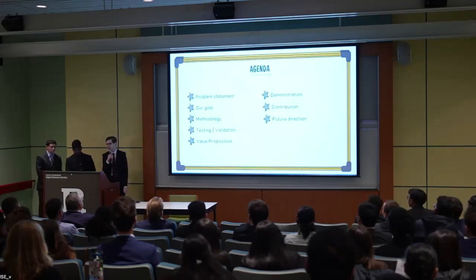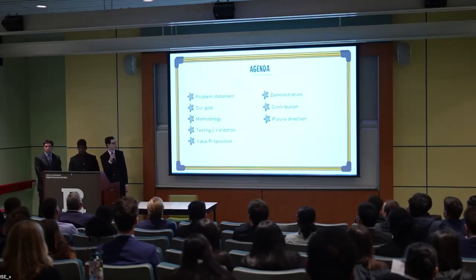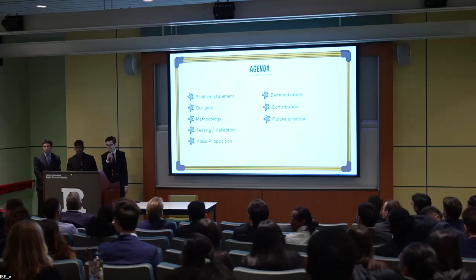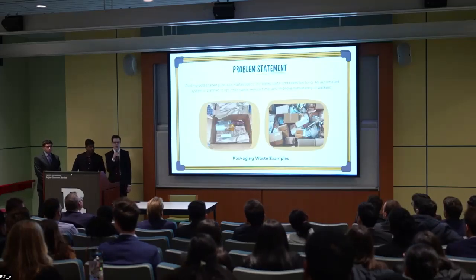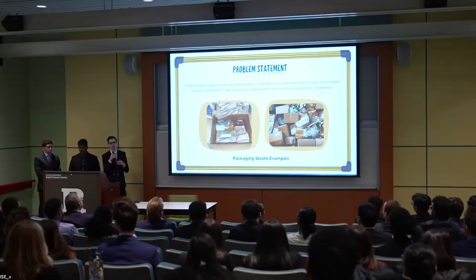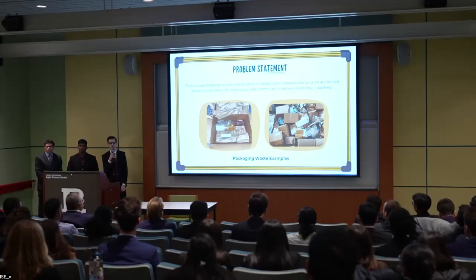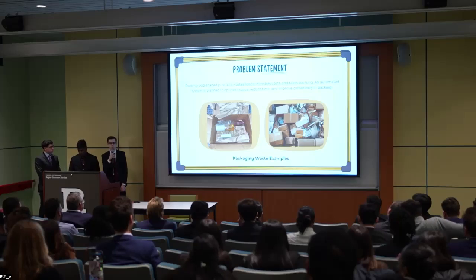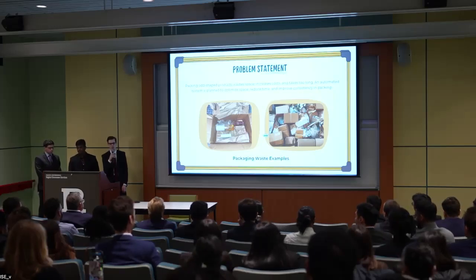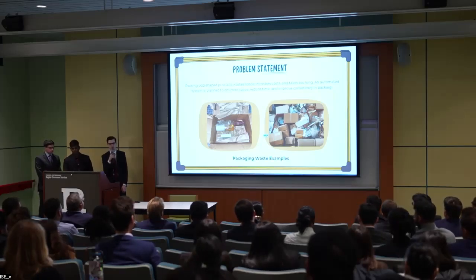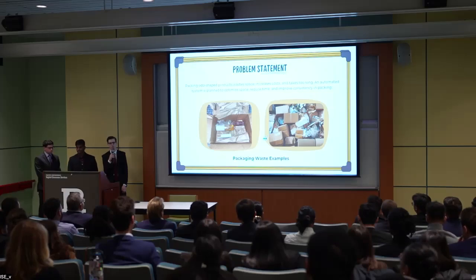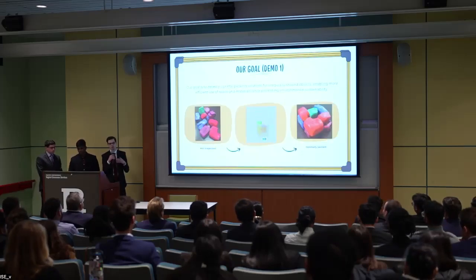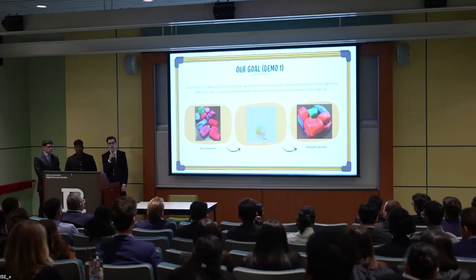So this is our agenda that we'll be following. Our problem statement is that pack and outshare products waste space, increase cost, and take too much time. In order to solve this, an automated system is planned to optimize space, reduce cost, and improve consistency in packing. Our initial goal is to optimally pack these odd shapes.